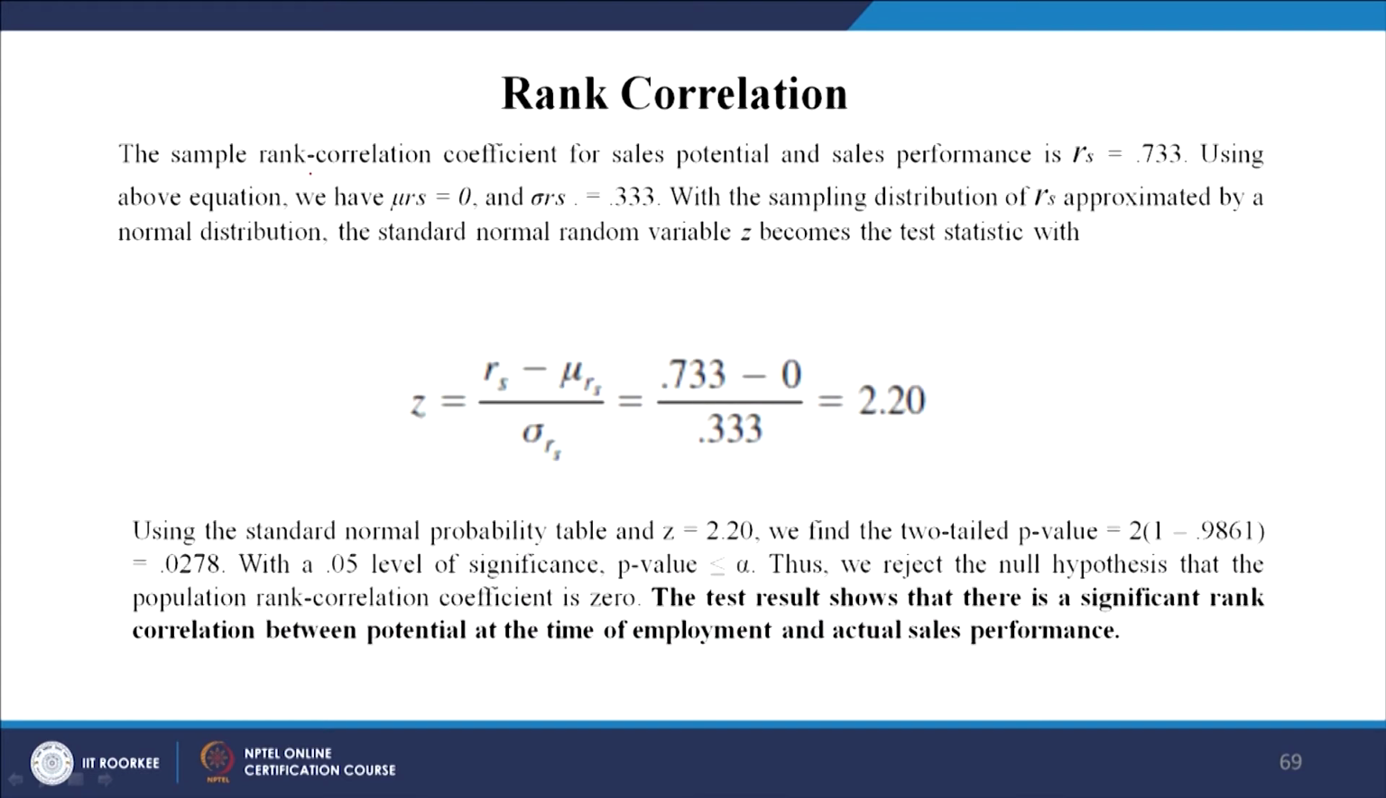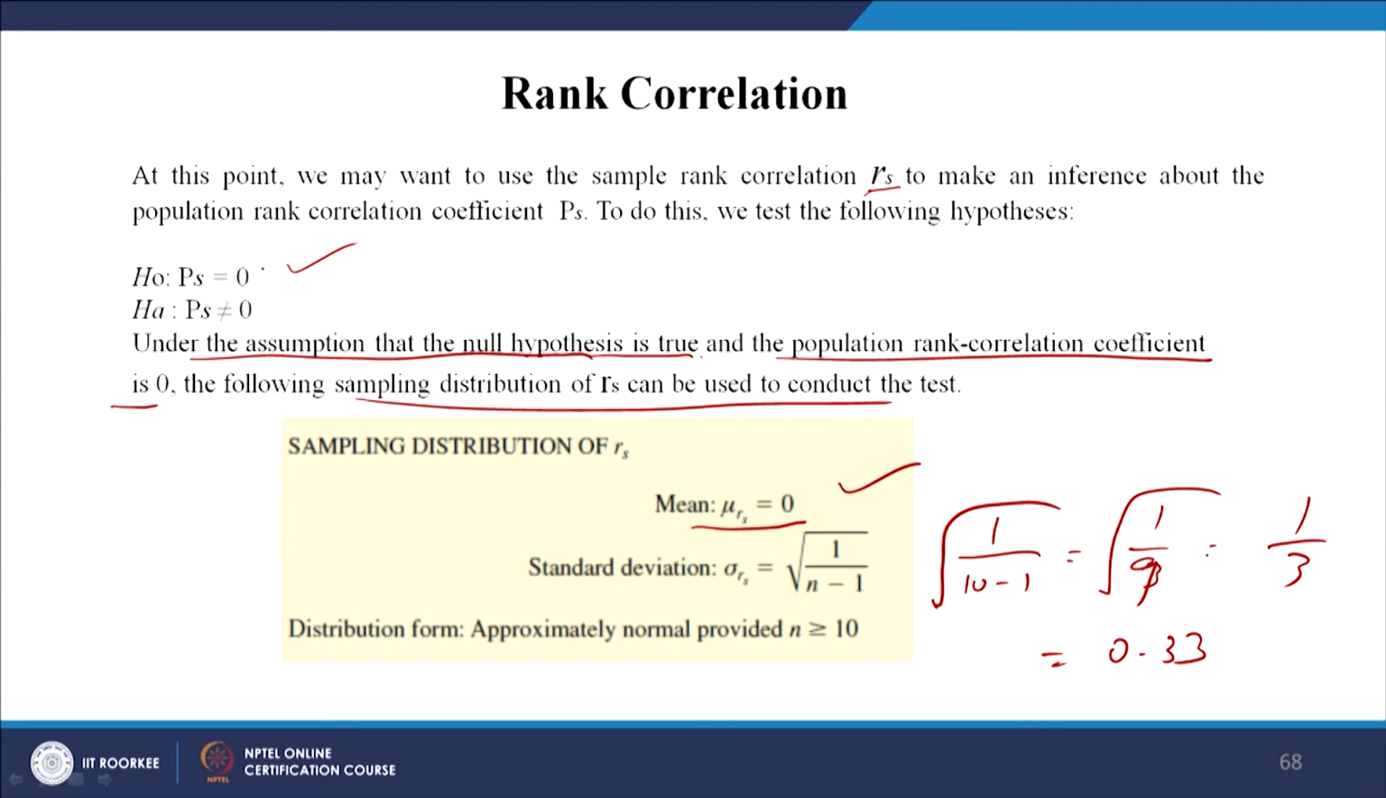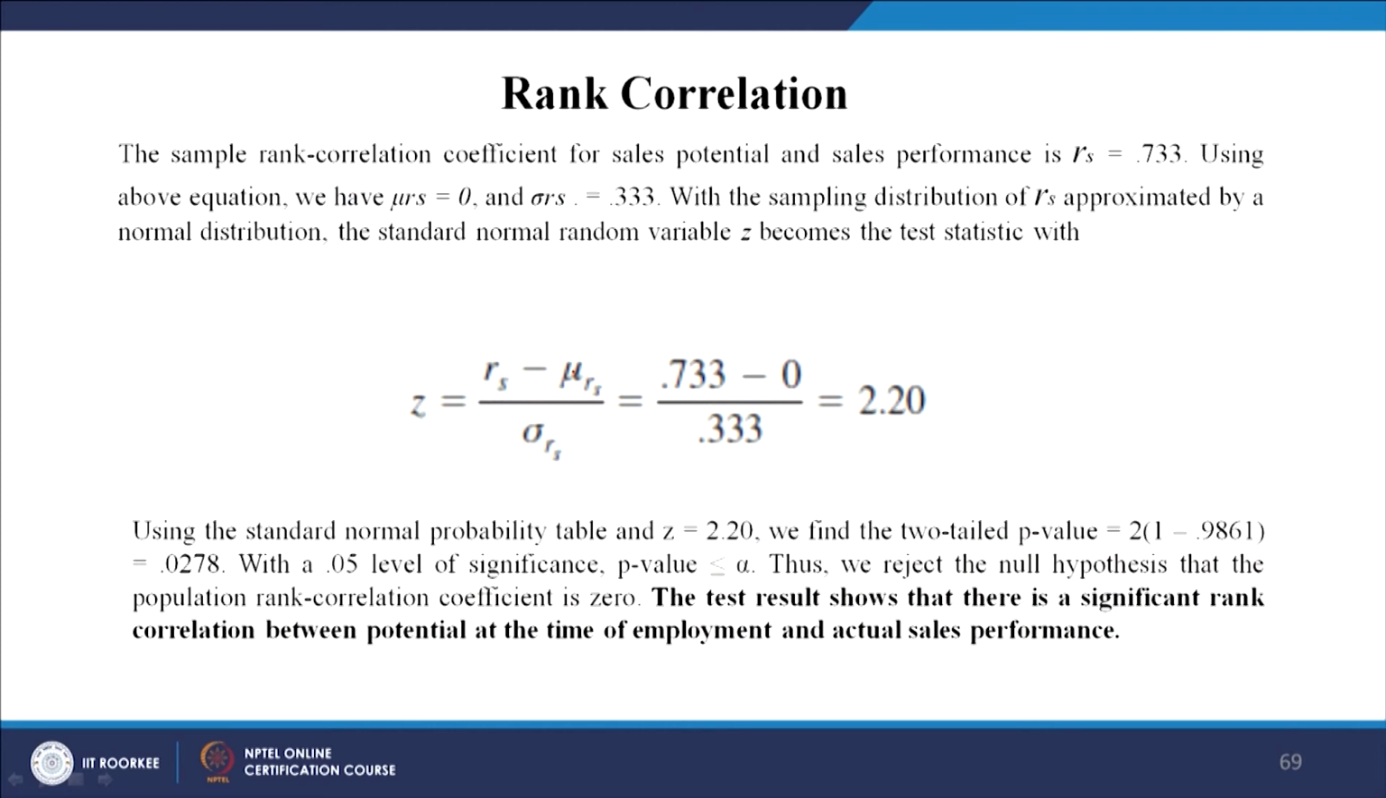The sample rank correlation coefficient for cell's potential and cell's performance is 0.733, which we had calculated. Using the above equations, we have mu equal to 0 and standard deviation equal to 0.333, which we calculated. Now z is equal to r minus mu. If you go back to the hypothesis, it says that rho s is equal to 0. So mu is 0, and the standard deviation is this. So the z value comes to 2.2.